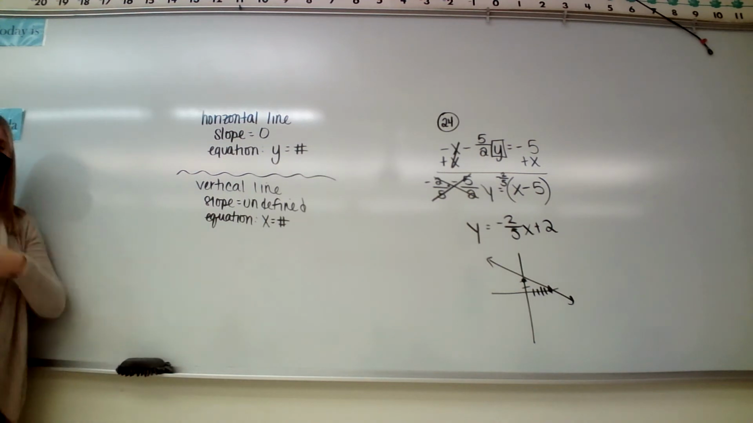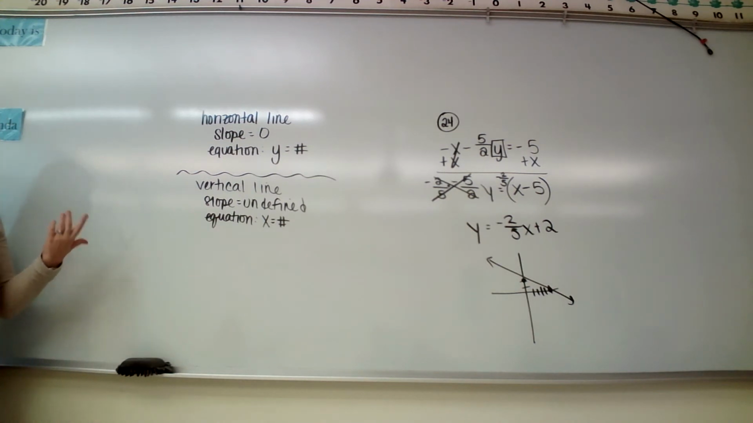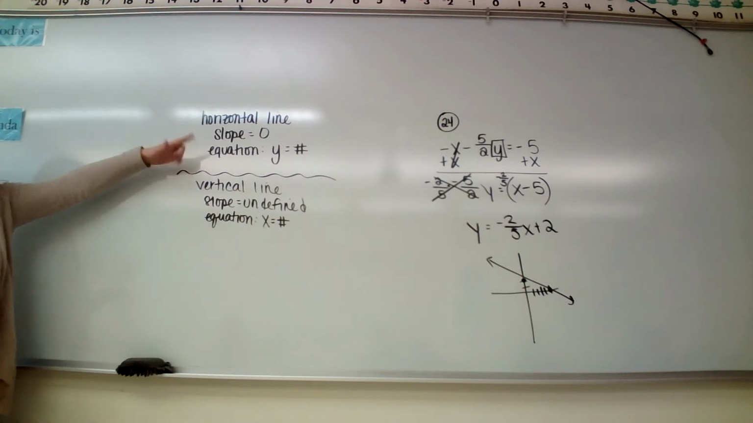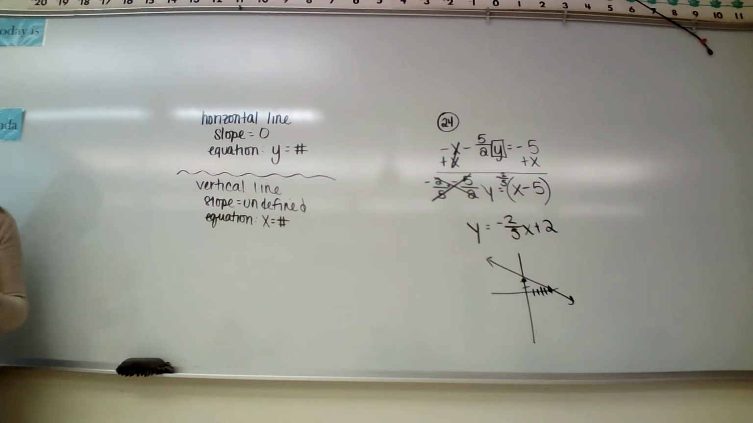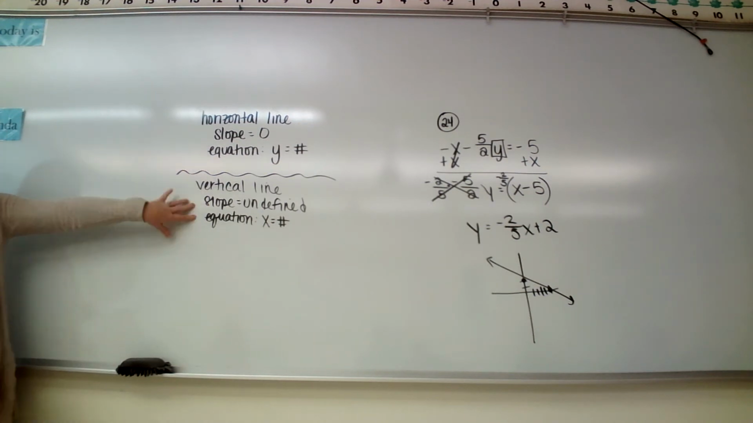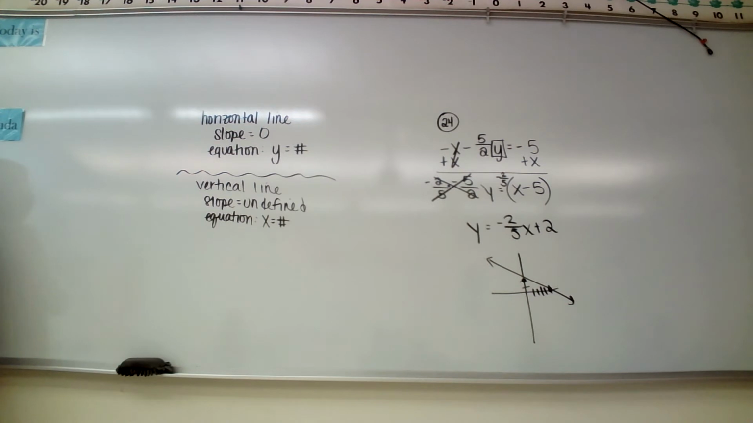For 30 and 31, you'd have to find the slope. 30 comes out to a slope of 0, so that was y equals, and 31 comes out to a slope of undefined. So just as a heads up, that is important. I would know that. All right.